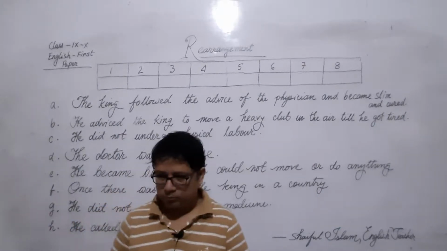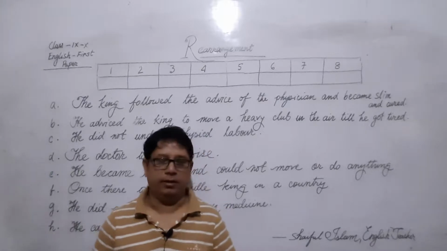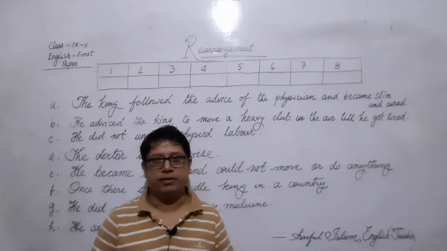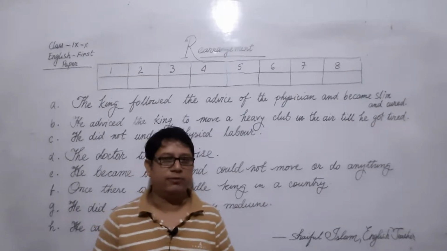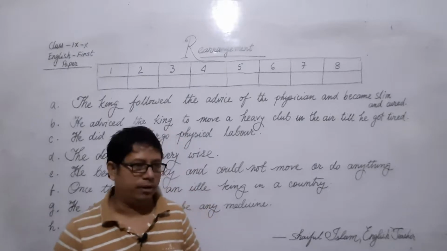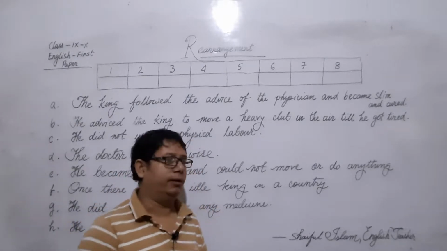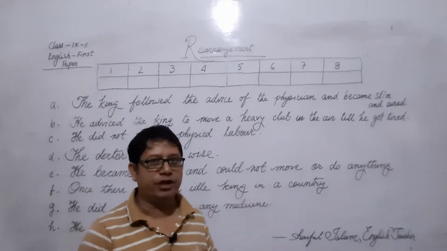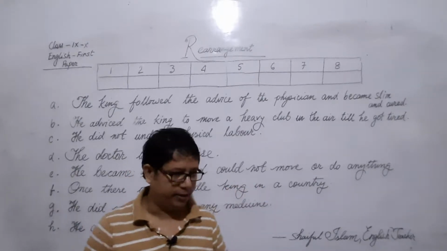So previously it was a topic of 10 marks. Now it is 8 marks for students of class 9 and 10. So today we are going to do a different type of rearrangement of cause and effect.